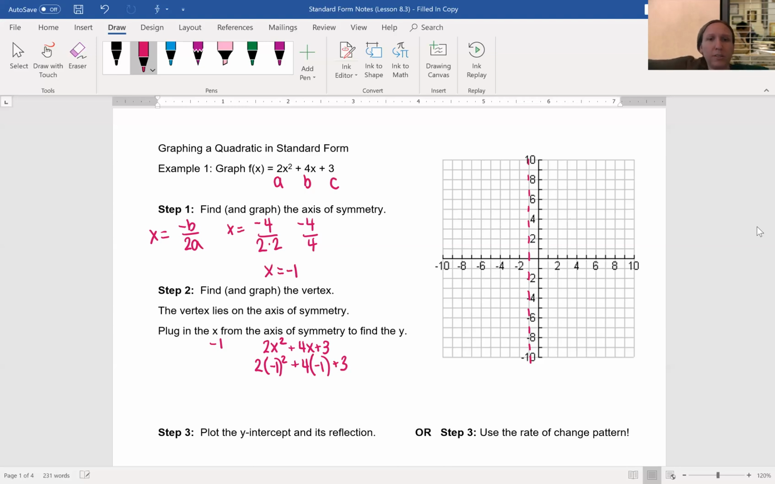Okay, order of operations. So exponent first, that'd be -1 squared is just 1. So 2 times 1 plus 4 times -1 plus 3. Multiplication is next. I'm going to do them at the same time. So that's 2, that's -4, and that's 3. And 5 minus 4 would be 1. So our vertex, okay, we knew the x from the axis of symmetry. So that's -1. We plugged it into that equation to find the y. Our vertex is at -1, 1.